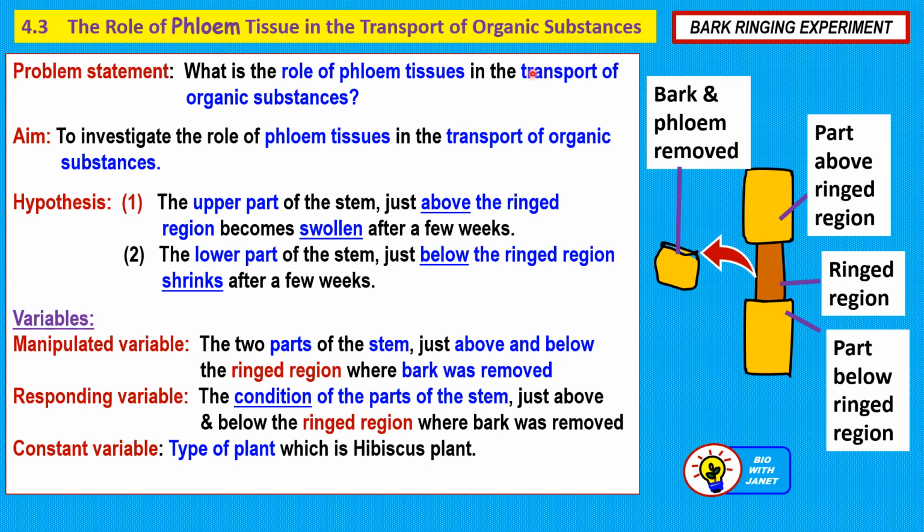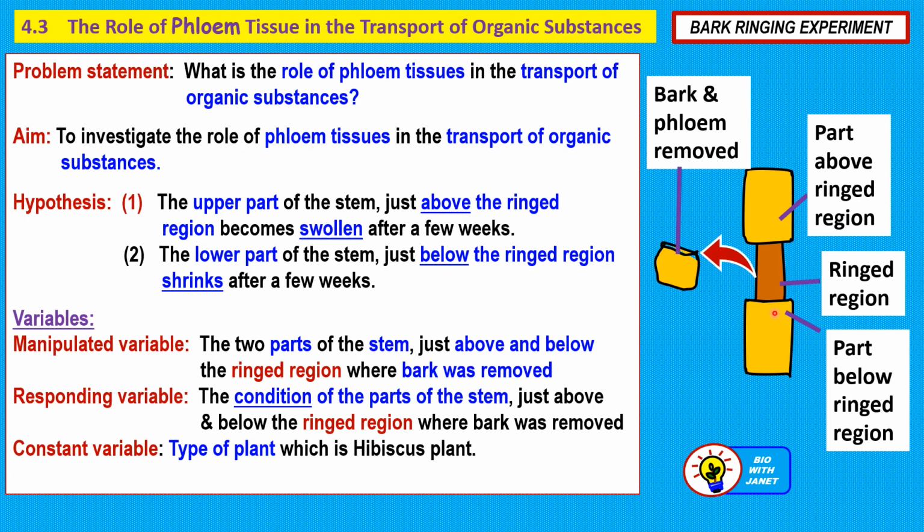Now, the second experiment, which is often tested in the SPM, is the bark ringing experiment, to prove the role of the phloem tissue in the transport of organic substances. The problem statement in this experiment is, what is the role of phloem tissues in the transport of organic substances? This is experiment 4.3 in your textbook. Our aim is to investigate the role of the phloem tissues in the transport of organic substances.